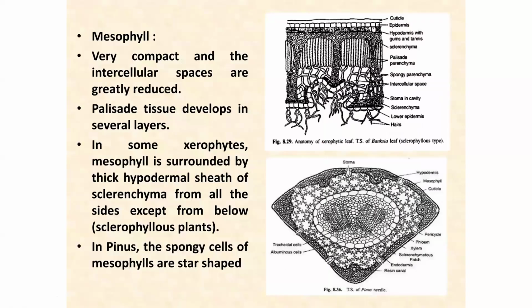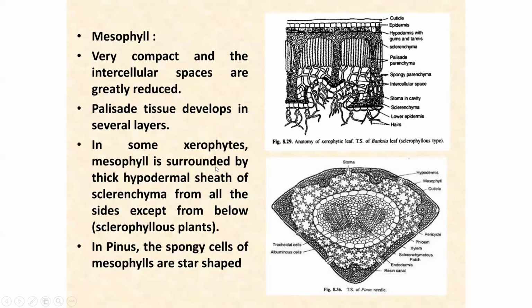Next one is the mesophyll. Here it is very compact and the intercellular spaces are greatly reduced. The palisade tissue develops in several layers. In some xerophytes, the mesophyll is surrounded by a thick hypodermal sheath of sclerenchyma from all sides except from below, that is sclerophyllous plants.